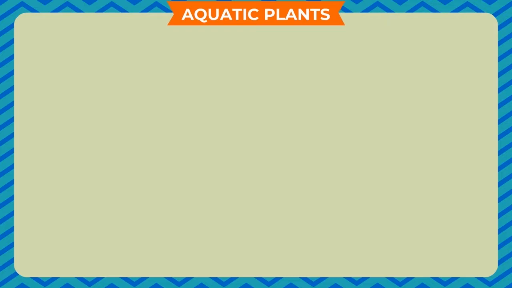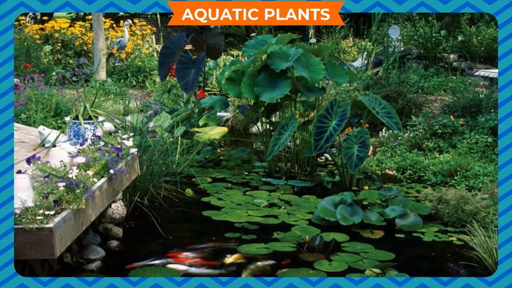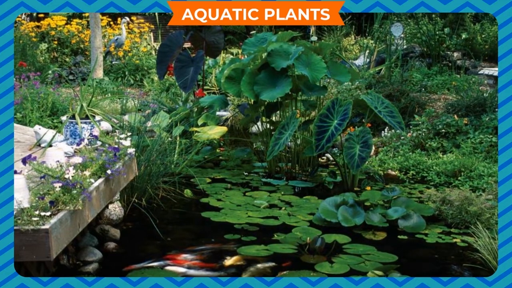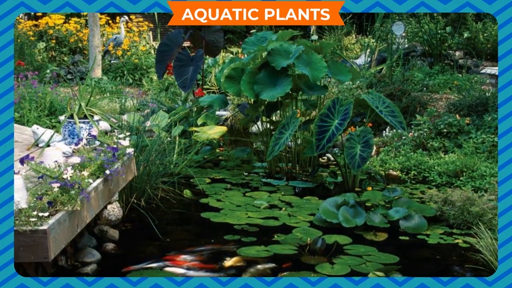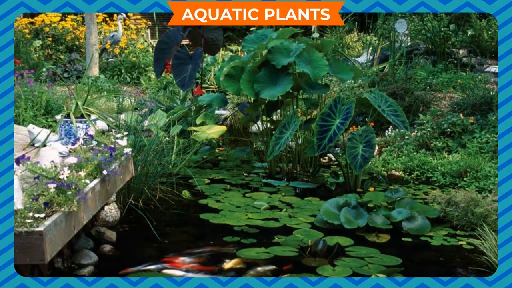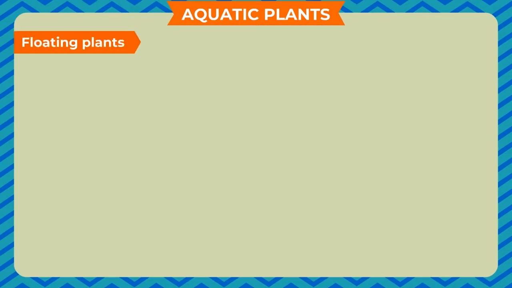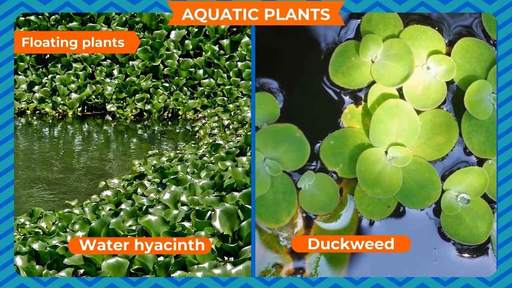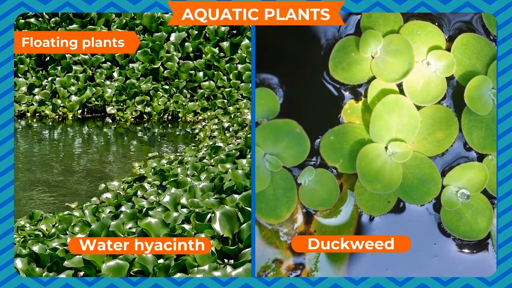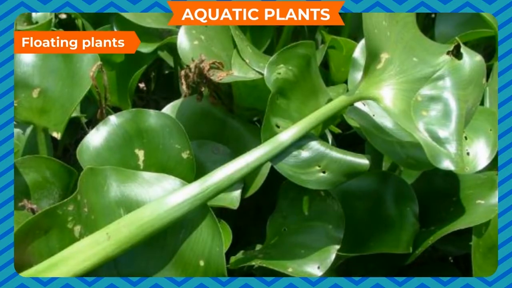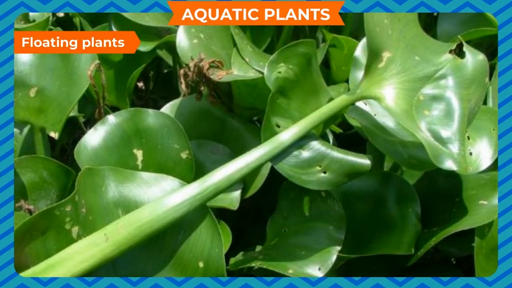Aquatic plants. Some plants grow in water. Plants that grow in water are known as aquatic plants. Aquatic plants are of three kinds: Floating plants. Some water plants, such as water hyacinth, duckweed, etc., float on the surface of water. They have light and spongy stem which helps them to float on water.